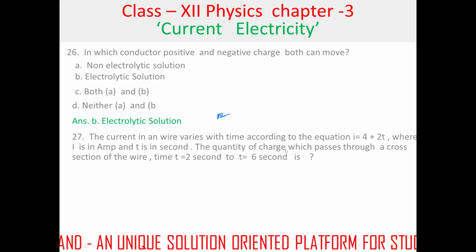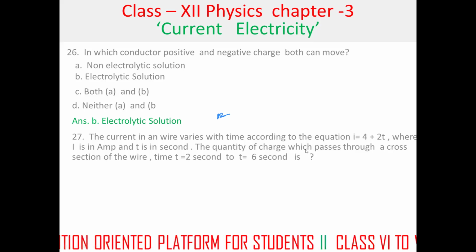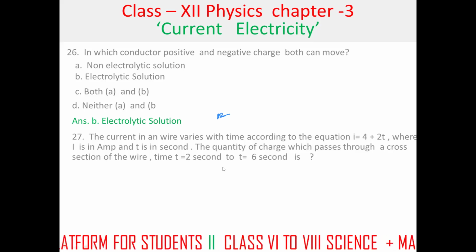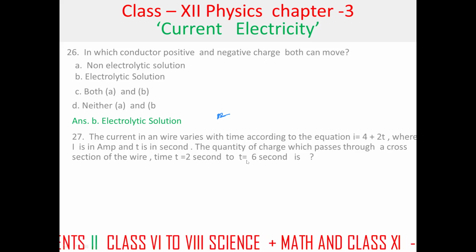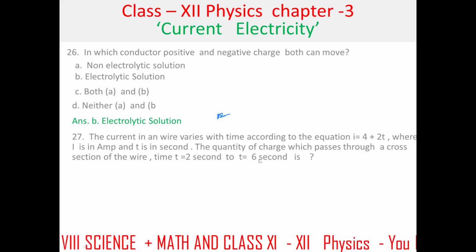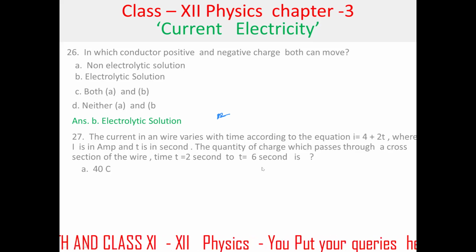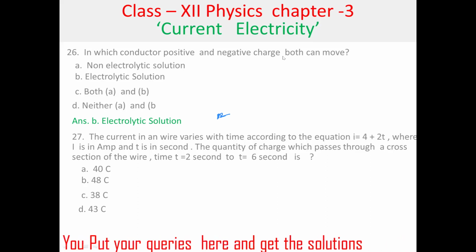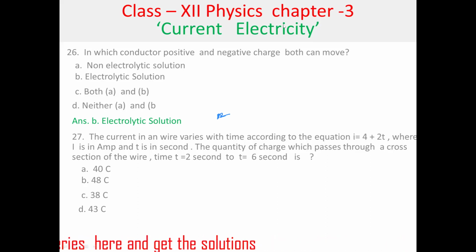It is varying with the time, where I is in ampere and t is in second. The quantity of charge which passes through a cross section of the wire between t equal to 2 second and t equal to 6 second is? Options are these. Now you need to understand this calculation also. Here you see the time is given.